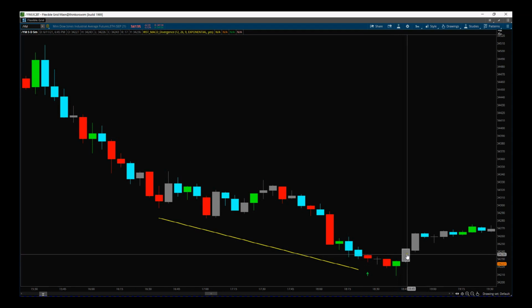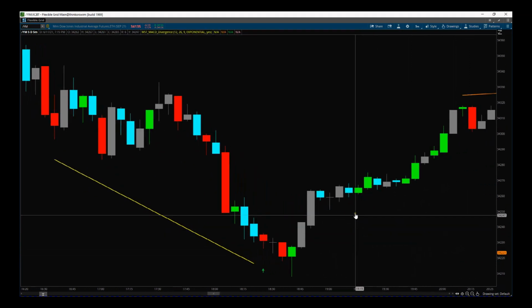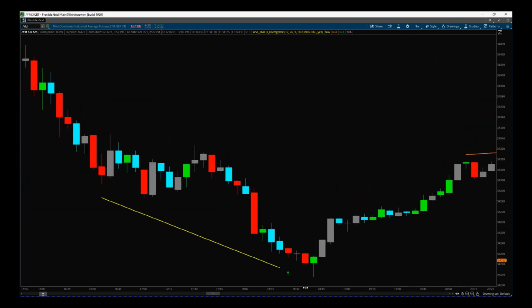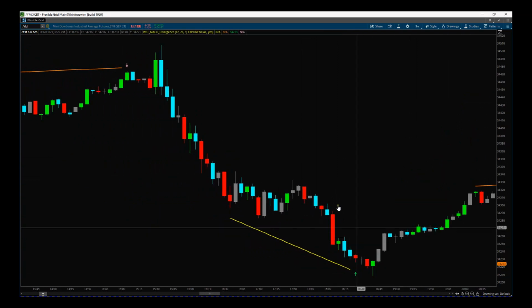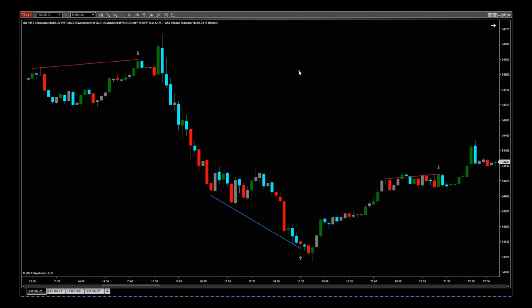Then we start to move up on grey candles, but we're still moving up. Then we get a couple more greens. Volume is starting to pick up. Now you see how we're getting more of these accumulation candles driving that trade up, helping us with that move. So that's the ThinkorSwim version. Let's go to the Ninjatrader version now.